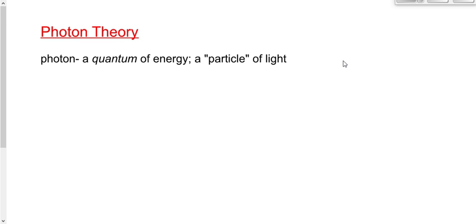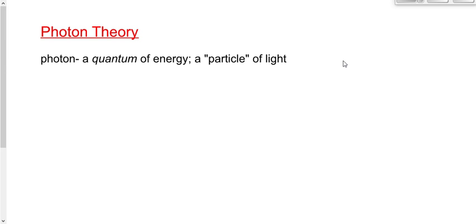Well, guess what? We have evidence as well to support not the wave nature of light, but the particle nature of light. Today, I'm going to tell you a little bit about that particle nature of light. I'm not going to tell you about the evidence for the particle nature of light yet. You're going to have to trust me until tomorrow. But there is evidence to support the particle nature of light.